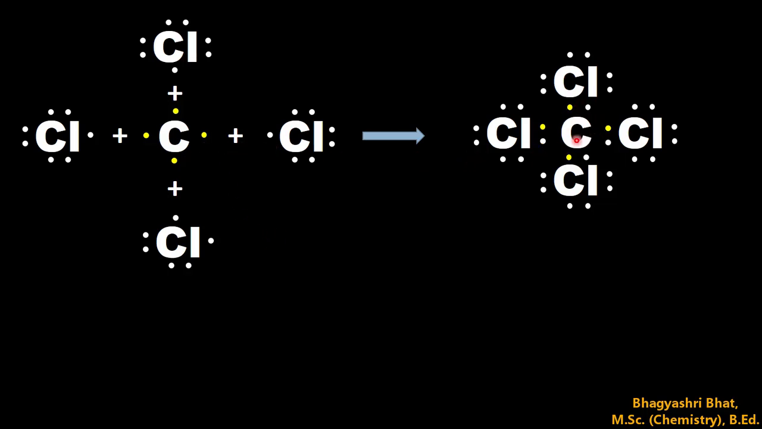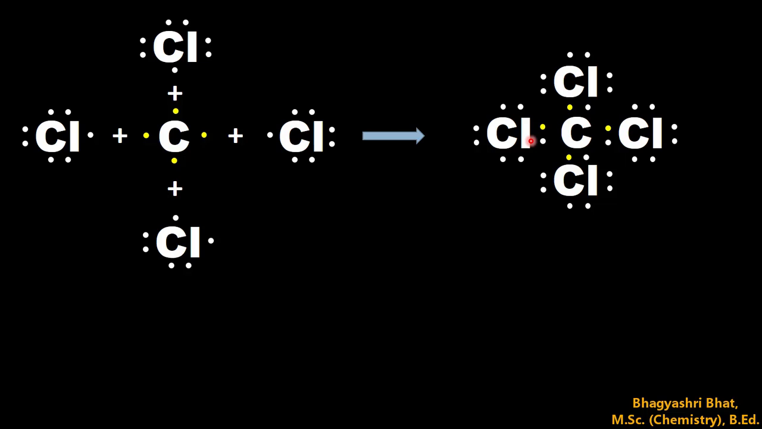Now in this case we have different types of atoms which show different electronegativity. Electronegativity of chlorine atom is greater than carbon atom. So it tends to attract the shared pair of electrons towards itself. Now chlorine becomes slightly negative and carbon becomes slightly positive.